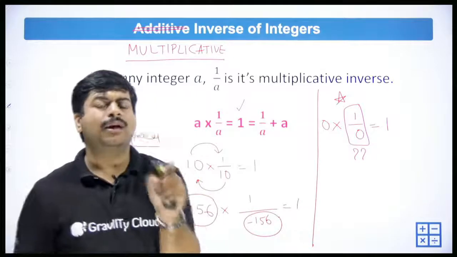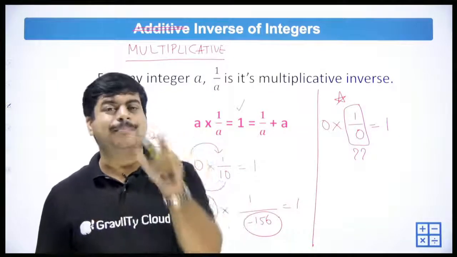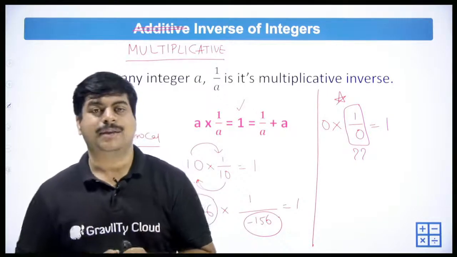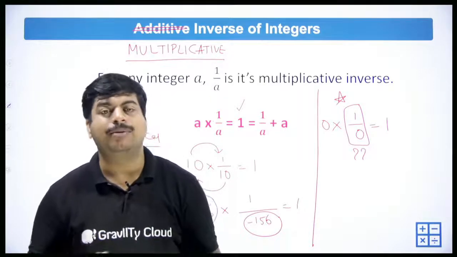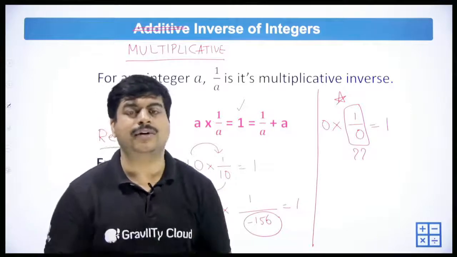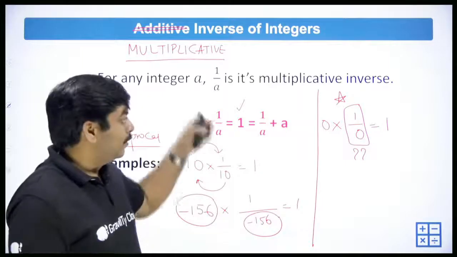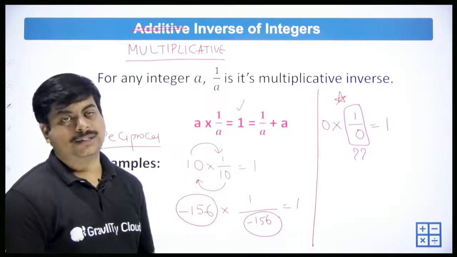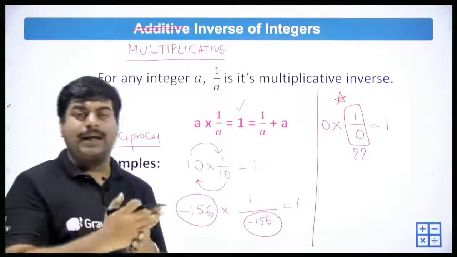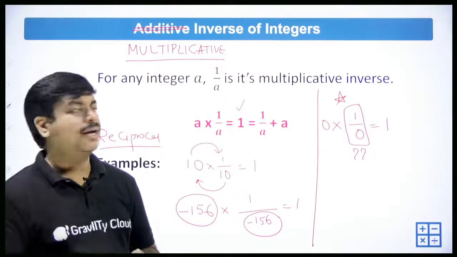The question is, what is the multiplicative inverse or reciprocal of the number 0? You should say undefined, because you don't have the answer, you don't know which answer to keep there. 1 by 0 is not a defined number, right? So you can say that for the number 0, you cannot find a multiplicative inverse. For the rest of every number, for A, 1 by A. They are reciprocals, or you can say multiplicative inverse, right?